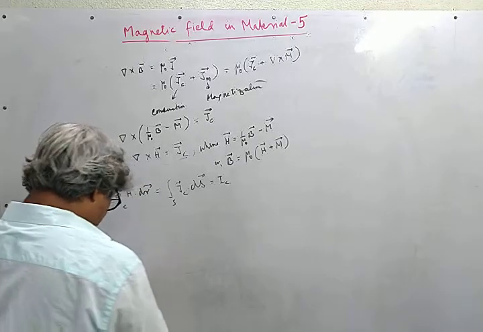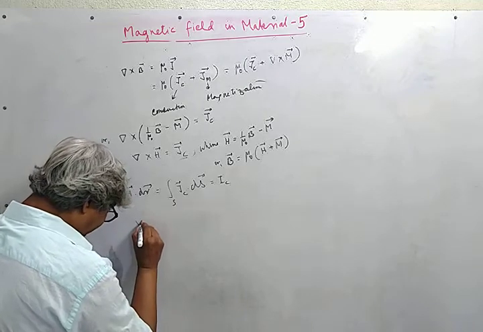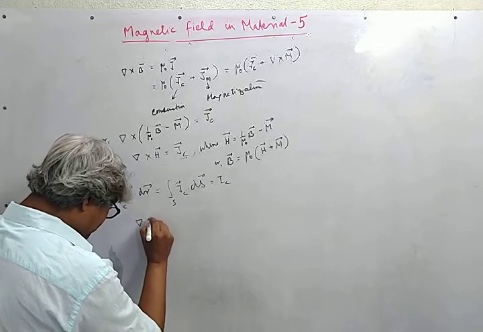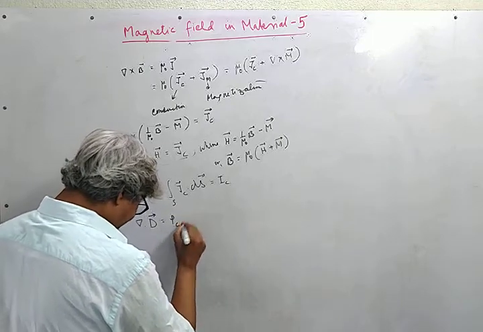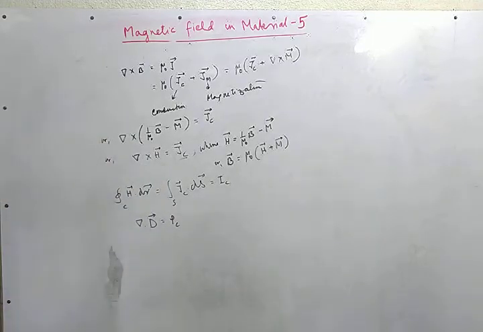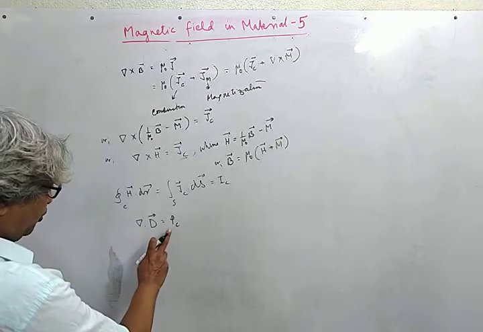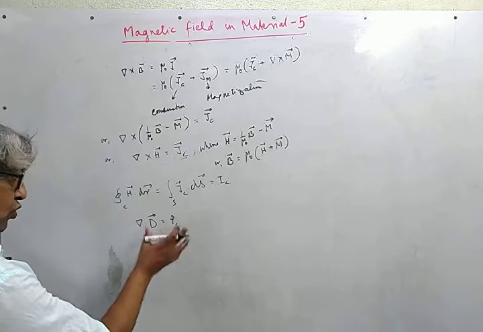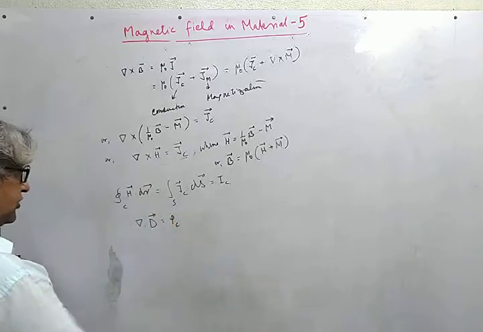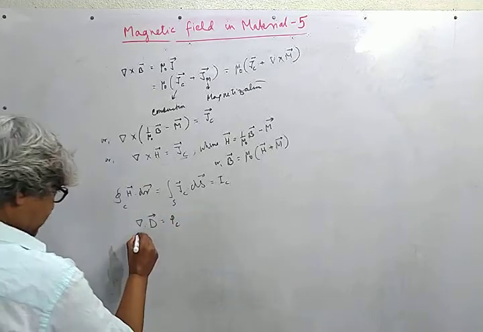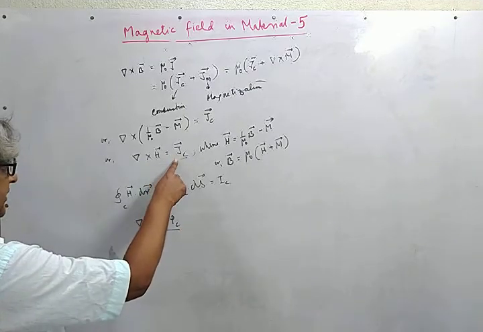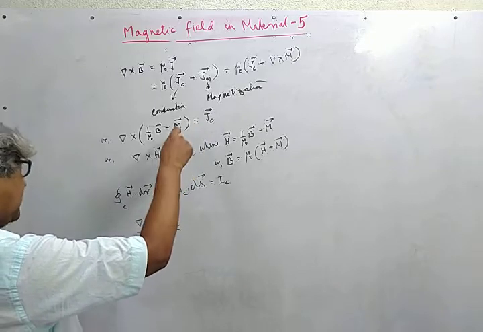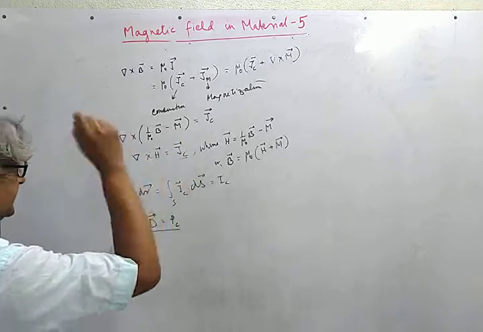This H field is similar to the D field introduced in case of electrostatics. We know that in electrostatics the Gauss's divergence theorem is this, and divergence of D is related to rho C. So if you know the conduction charge density, then we can set up this equation. And here the case is similar. If we know the conduction current density, then we can set this equation.